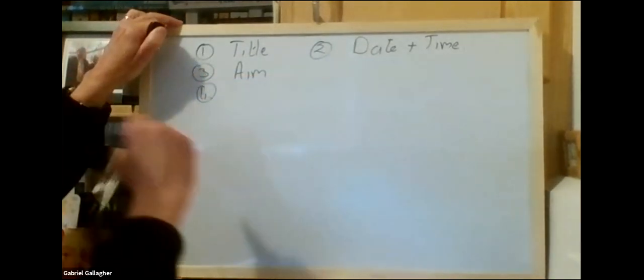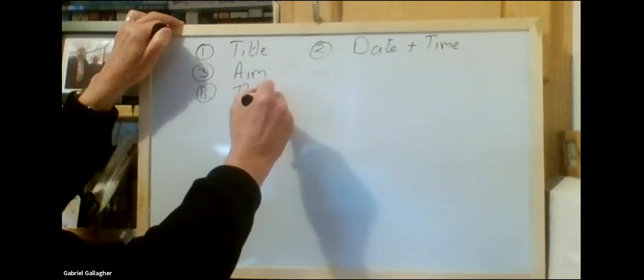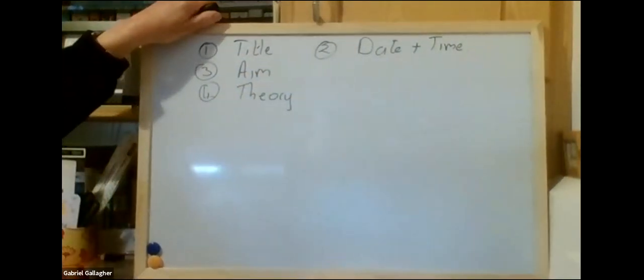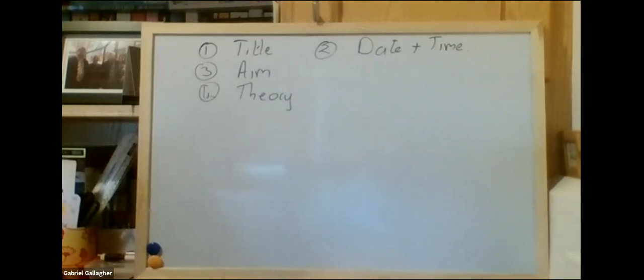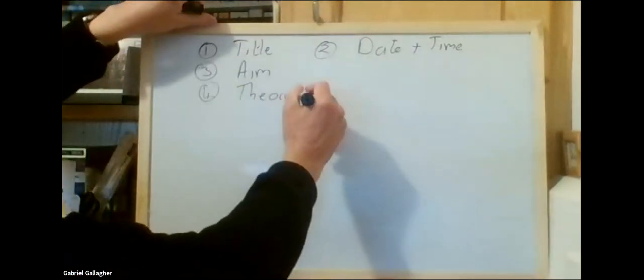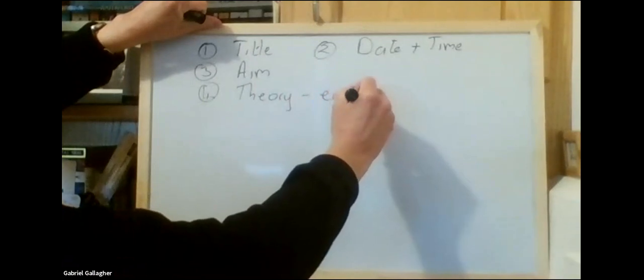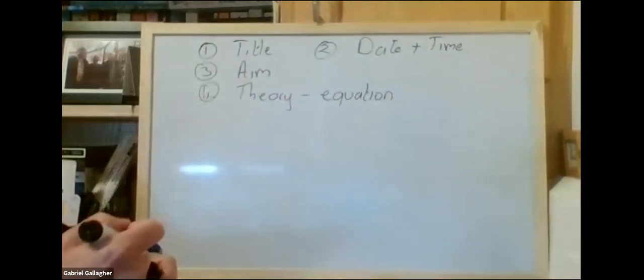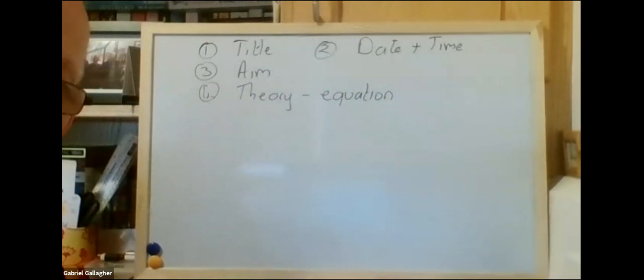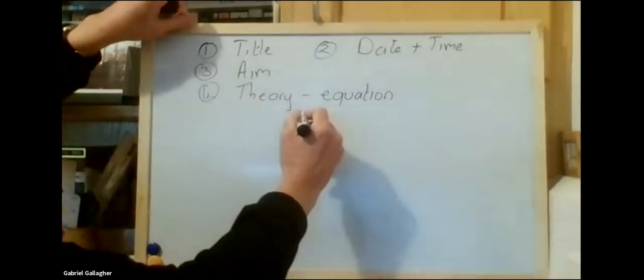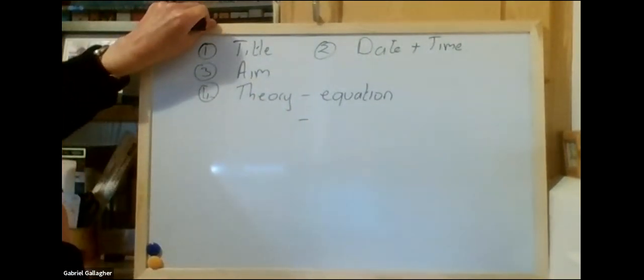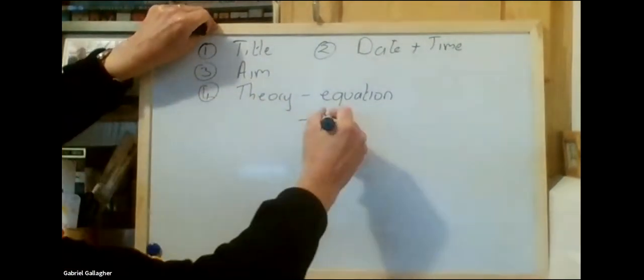All very short. Number 4 is the theory section. Now this can get very long-winded, but we're going to keep it simple. There are two things that I expect to see in the theory section. I want to see the equation. I've already said to you in class, every calculation in science and engineering is based on an equation. So in your lab, you're going to be doing calculations. So I want to see the equation that you're using. So put that in. And also, I want you to write down the definition of the thing.